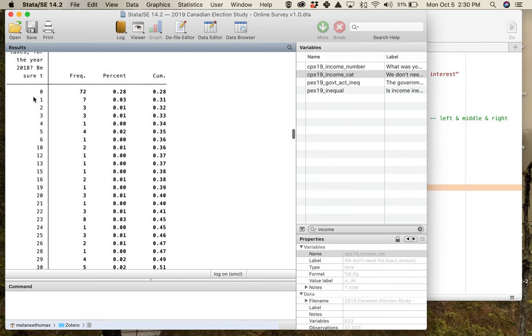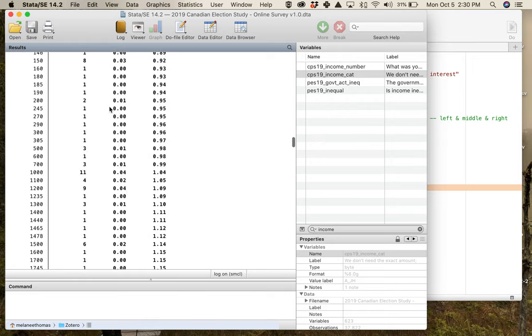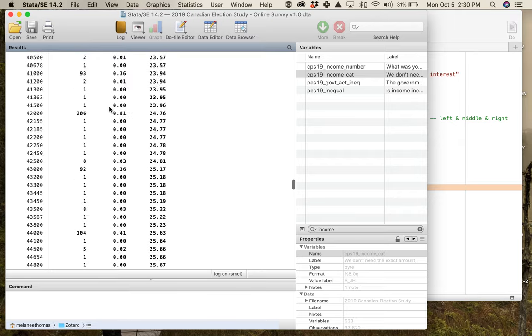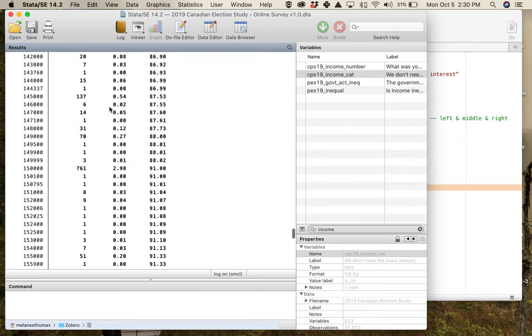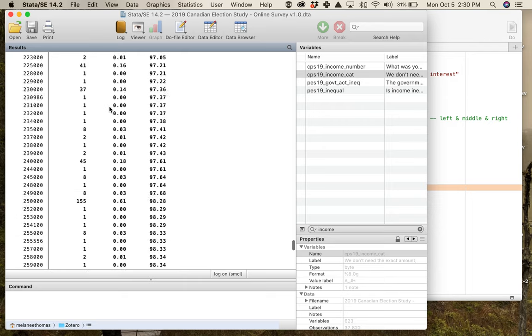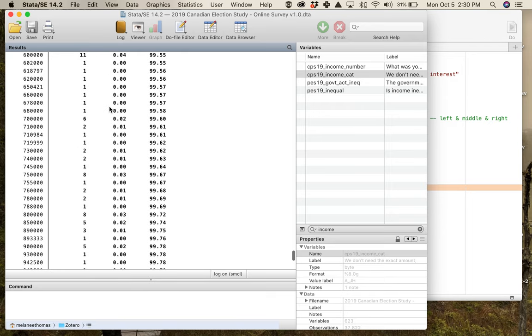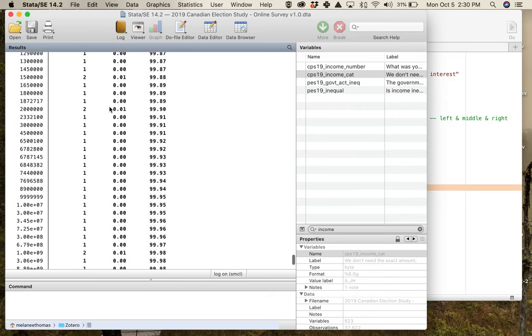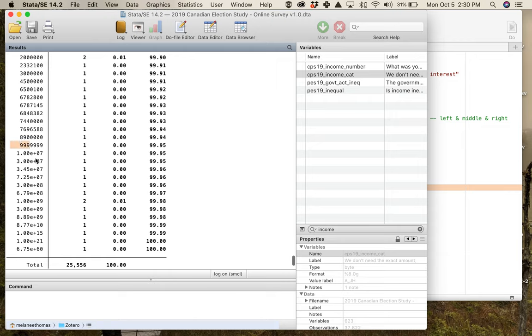So we go from zero. People who say they earned nothing last year, in 2018, because this was asked in 2019 about the year before. And then we have all of this. It's so long, so unwieldy. And then I think we have liars who gave such an exorbitant amount that I don't think any of these people actually earned this, but this is what they told us they earned. This is clearly unwieldy and very difficult to use.